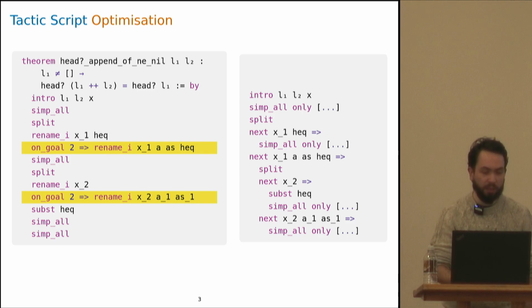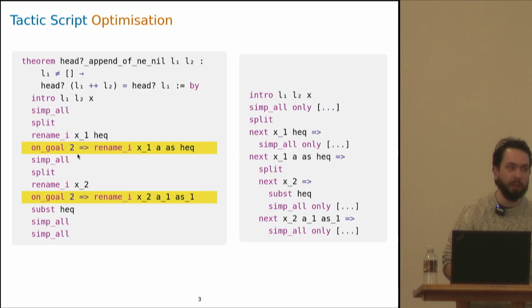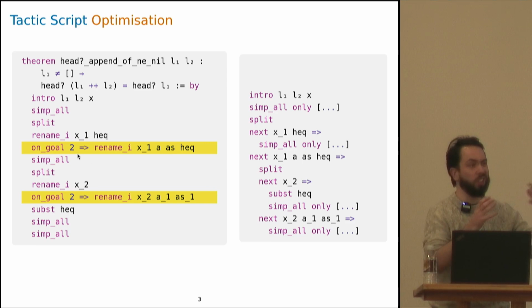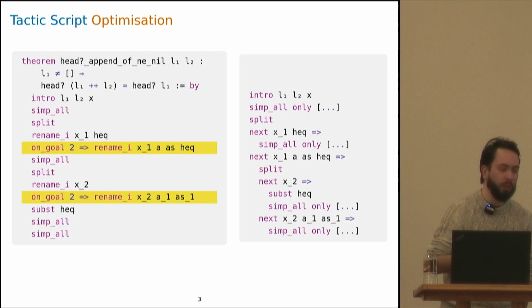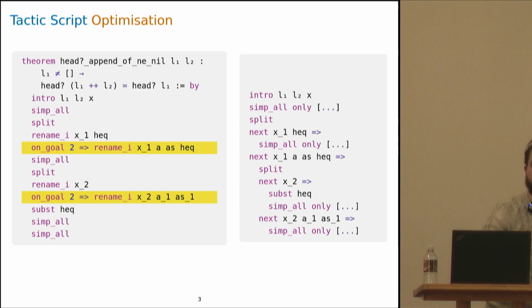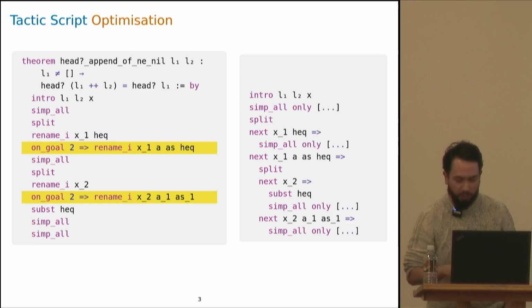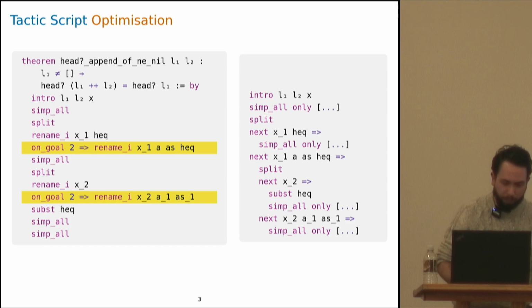tactics are sometimes applied out of order. So this on goal 2 here means that we apply the tactic to the second goal in the current list of goals. That's quite unnatural when you write proofs as a human, right? You usually just want to attack the first goal until it's gone, and only then do you switch to the next goal. So it's a bit annoying.